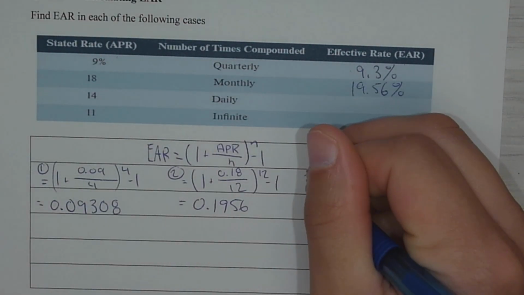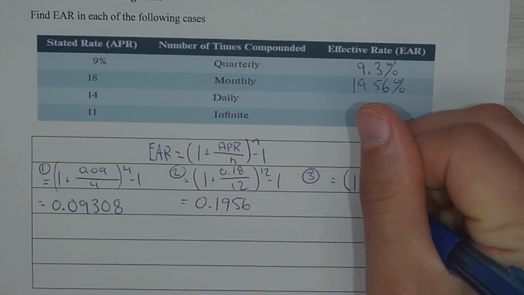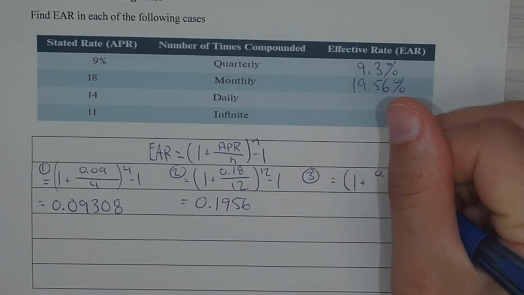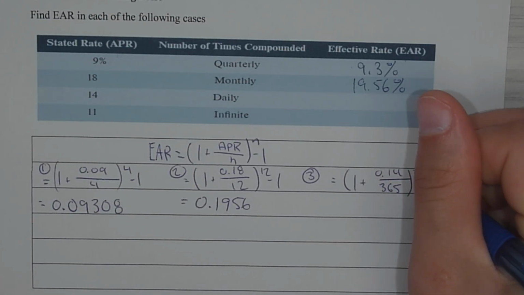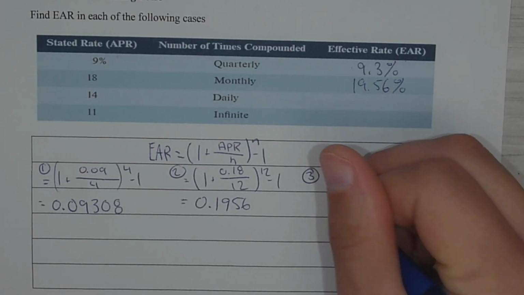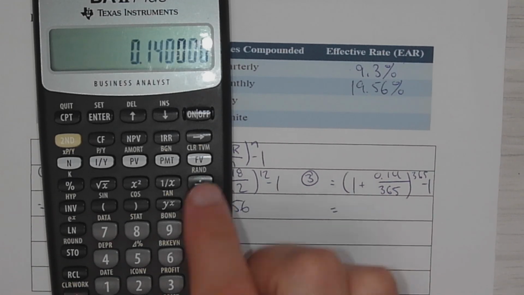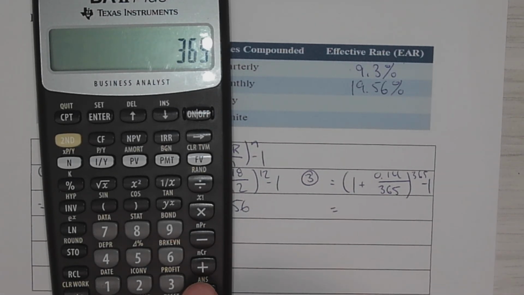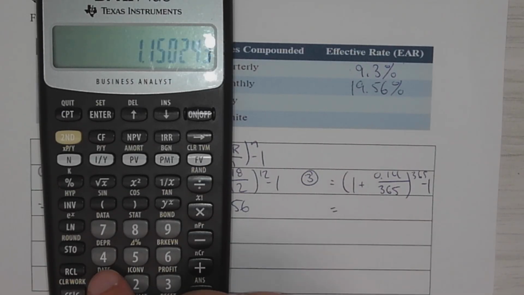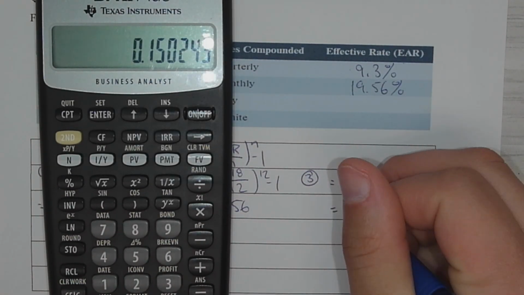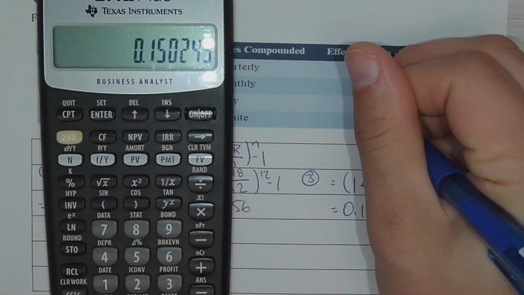On the third one, we've got 1 plus 0.14 over 365, to the power of 365, minus 1. So 0.14 divided by 365 plus 1, to the power of 365, minus 1, and we get 0.1502, or 15%.